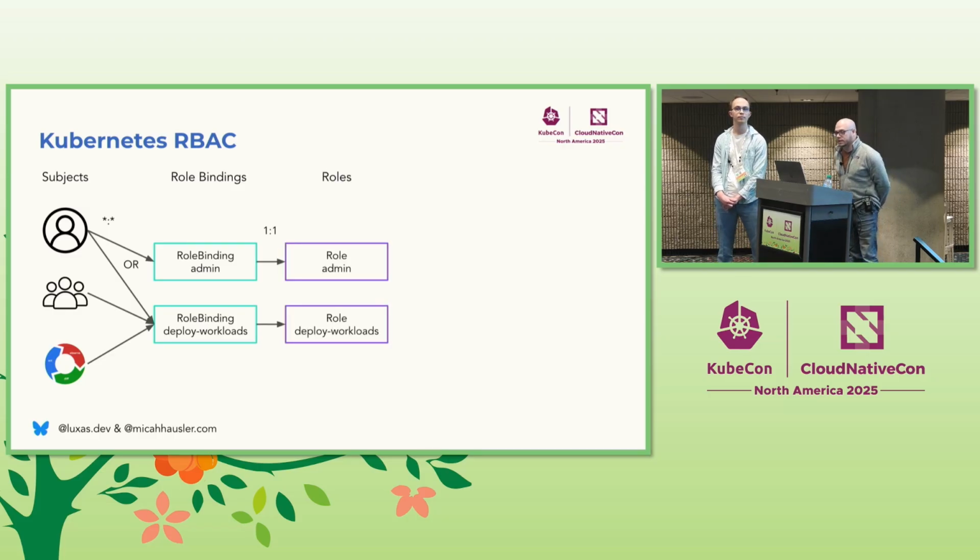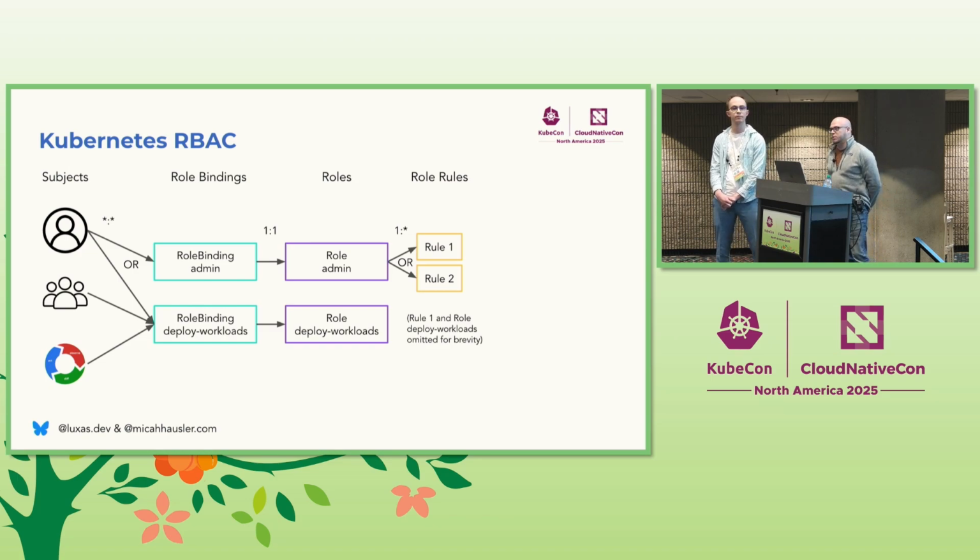There's a one-to-one relationship between role bindings and roles. Role bindings have a reference to a role. And then in these role rules, you have multiple rules, right? If you've ever written or seen an RBAC policy, you're familiar with this. You can have multiple rules in there. And so it's an or.